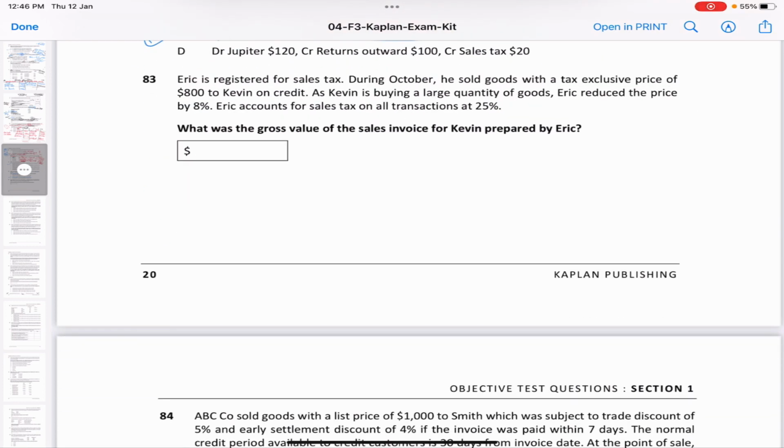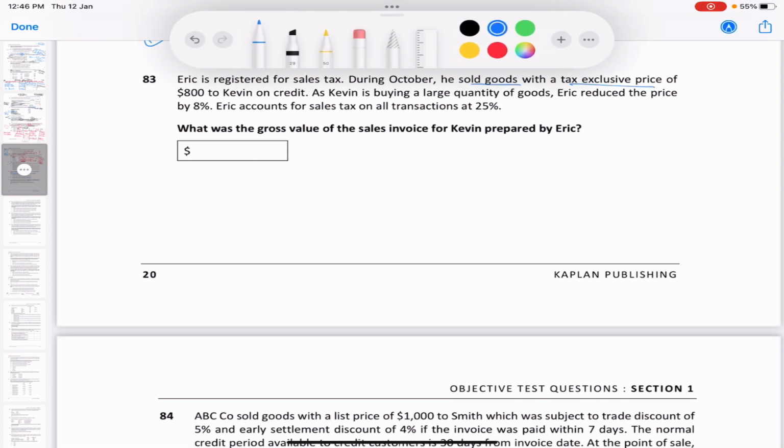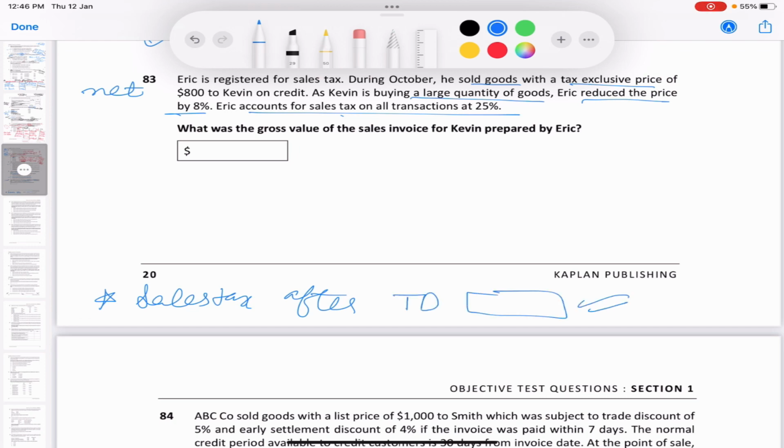Eric is registered for sales tax. During October, he sold goods with a tax exclusive price of 800. Exclusive. So this is my net amount. As Kevin is buying a large quantity, so when someone buys a large quantity, they are given trade discount. I hope you can recall that. Eric reduced the price by 8%. Eric accounts sales tax at 25%. One thing to keep in mind, sales tax is always charged after deducting the trade discount. On that amount, you are always supposed to calculate the sales tax.